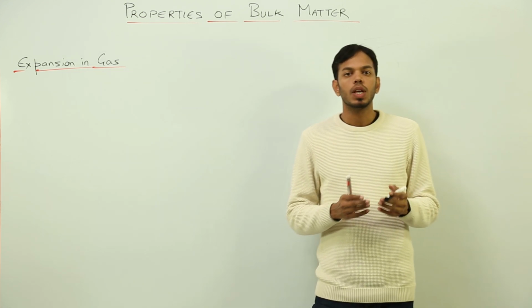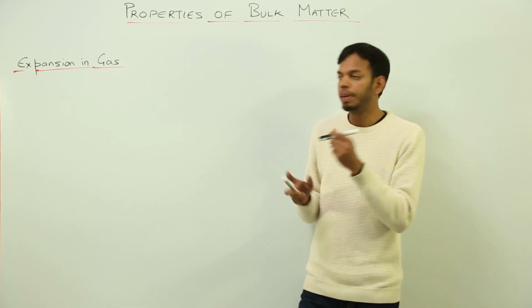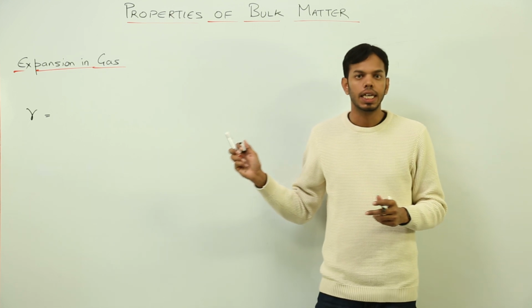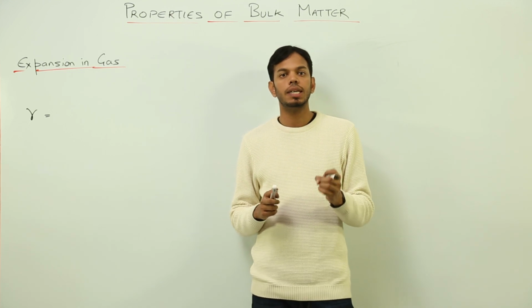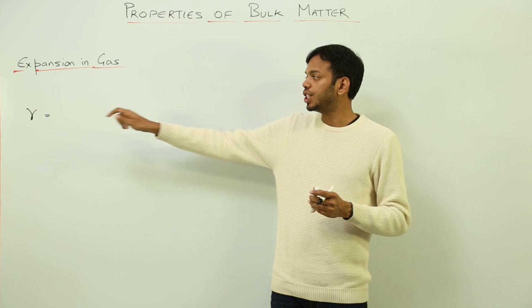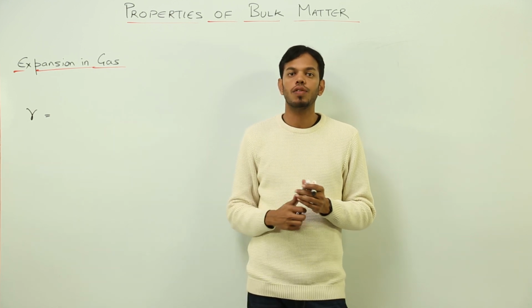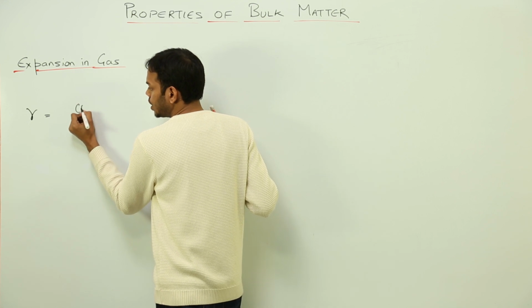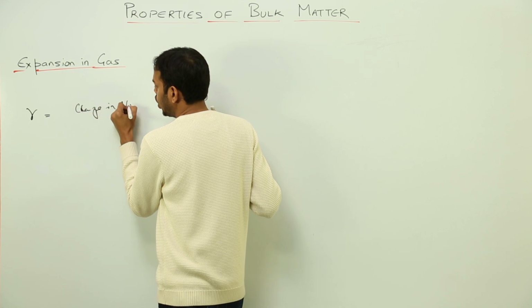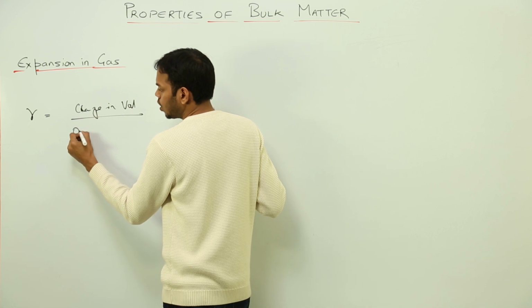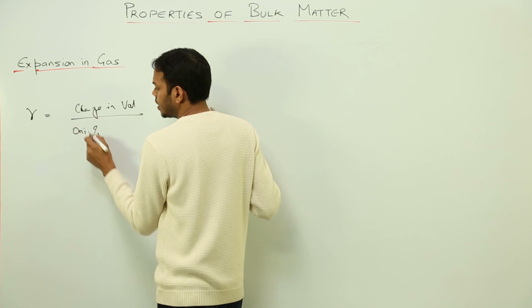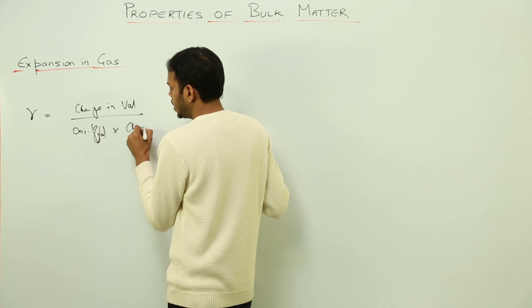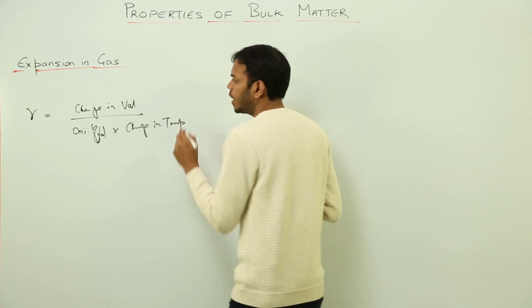So this way, coefficient of volumetric expansion, I'll come back to this point again. We are talking about gamma, which is the coefficient of volumetric expansion. It is quite independent of change in temperature for solids and liquids, but it is largely dependent on temperature in case of gases, right? So gamma, what is gamma? This is change in volume, which is delta V, upon original volume, into change in temperature. This is what we have studied so far.